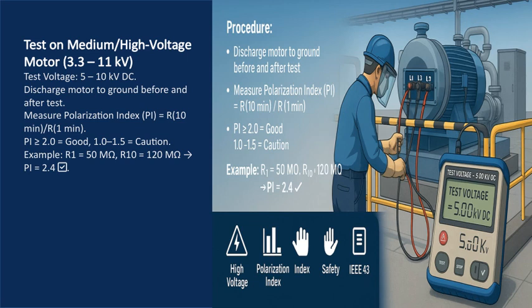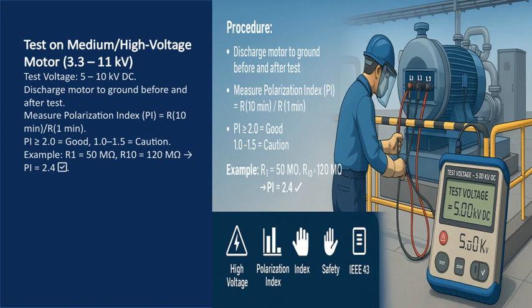Now, let's talk about testing medium and high voltage motors, specifically those in the range of 3.3 to 11 kilovolts. When performing these tests, we typically apply a test voltage between 5 and 10 kilovolts direct current. It's crucial to discharge the motor to ground both before and after the test to ensure safety and accuracy. A key part of this process is measuring the polarization index, or PI. We do this by taking two resistance readings, one at 1 minute and another at 10 minutes. The PI is calculated by dividing the resistance at 10 minutes by the resistance at 1 minute.